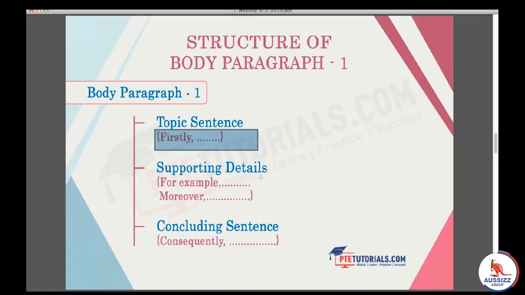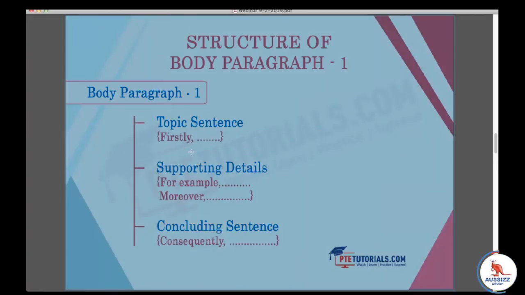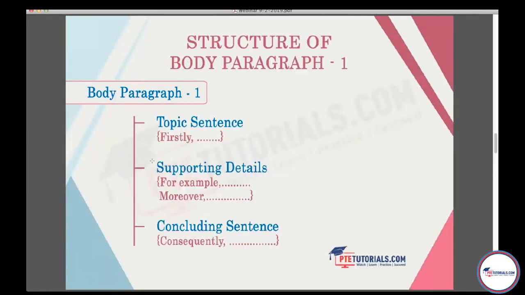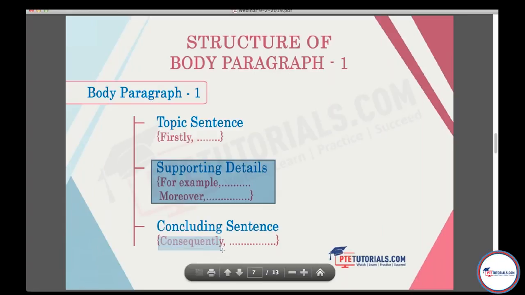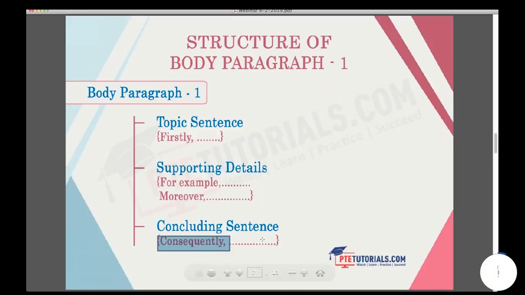And extend the topic which you have supported here. Extend your topic using supporting details. You can give an example. You can even write one more supporting point using the word moreover. But the concluding statement is very important. You have to conclude the statement using consequently, therefore, hence, something like that.